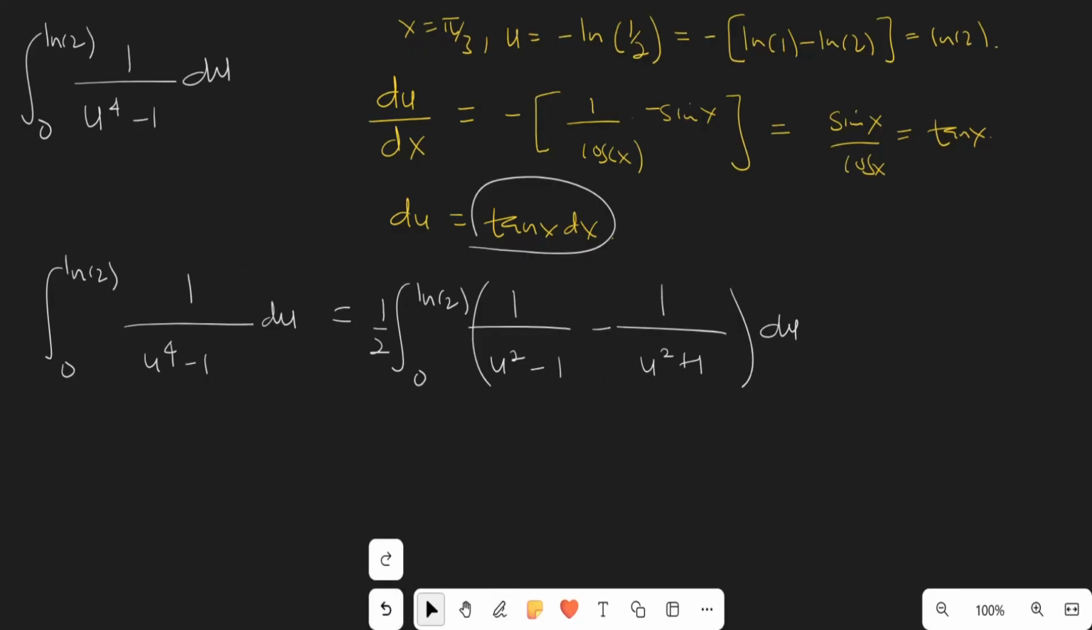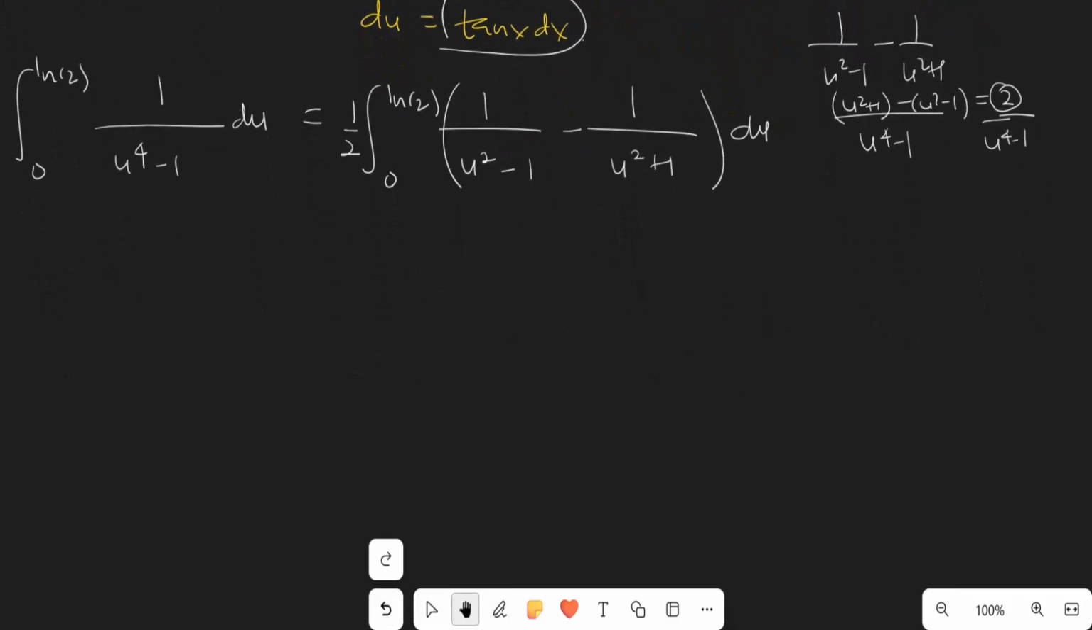So we can really do something here real quick. 1 all over u squared minus 1 all over u squared plus 1. The LCM is u to the 4 minus 1. So we really have u squared plus 1 minus u squared minus 1, and that is really 2 in the numerator divided by u to the 4 minus 1. So in order to cancel out this 2, we have to divide by 2 or multiply by half. That is what we have here. So that is how this one can be split.